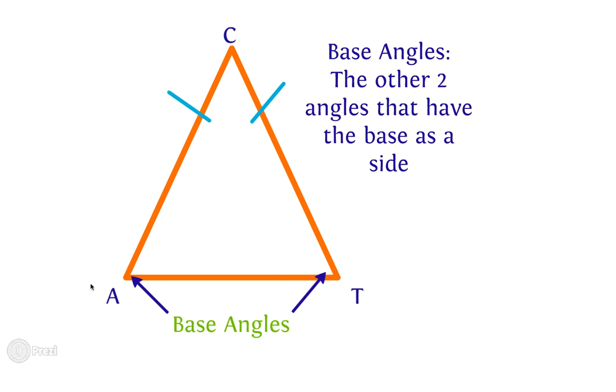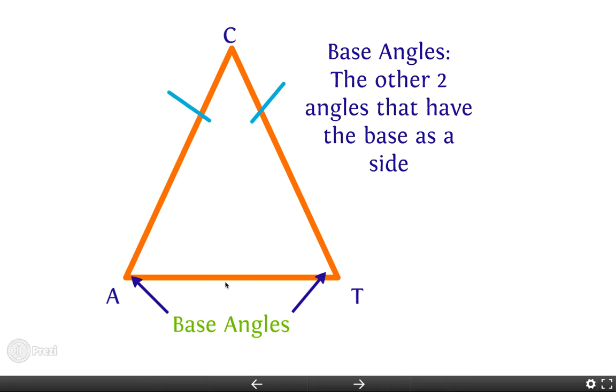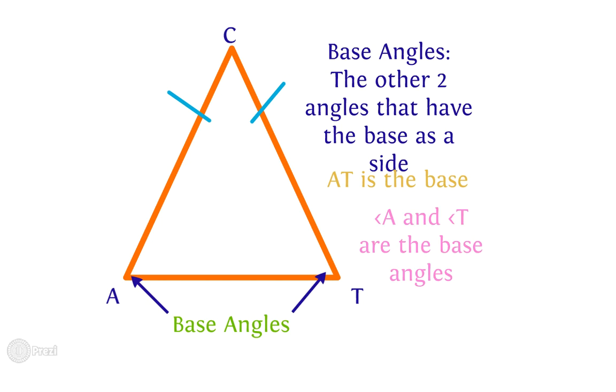Once you know what the base of the triangle is, which is the side that's not one of your congruent sides, the base angles have at least one side that is created by the base of your triangle. So in this picture, AT is the base. And in this one, angle A and angle T are the base angles. So segment AT has angle T and angle A kind of connected to it, if that helps you remember.